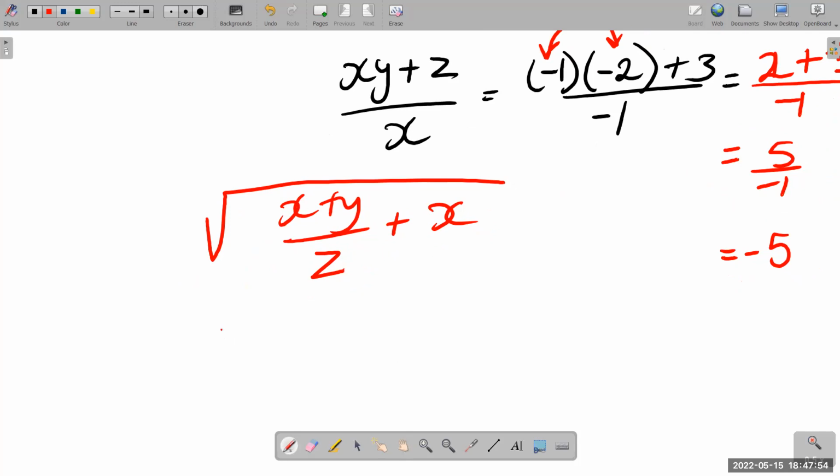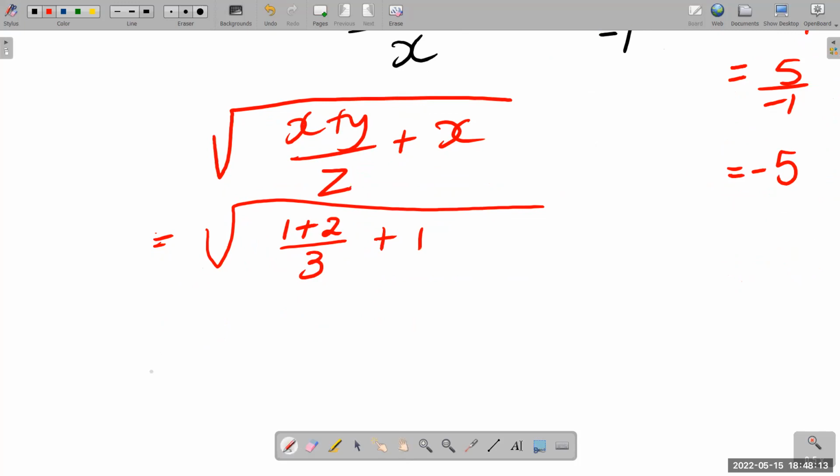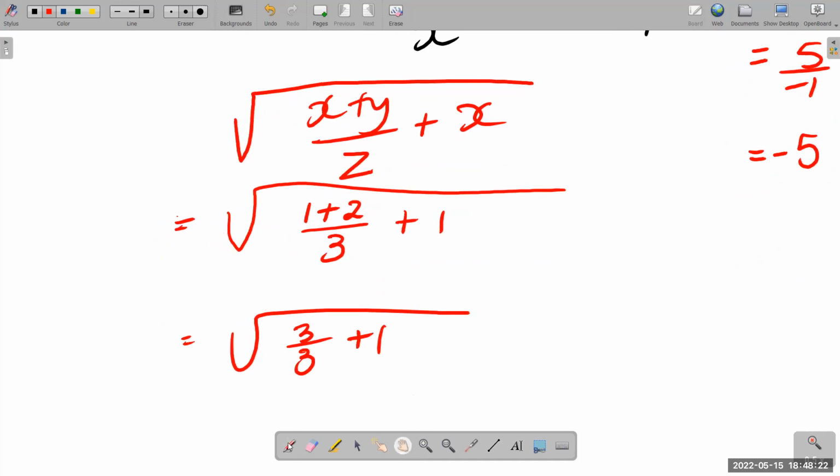So what would be the last thing that you do in the square root? You put back the square root. And so what should you deal with first? The substitution, right? So you would put 1 plus 2 over 3 plus 1. Everybody agree with that? Square root of 3 over 3 plus 1. Everybody see that? Equal to what? 3 over 3 is what? That's a great question. What is 3 over 3, people? That's one answer.